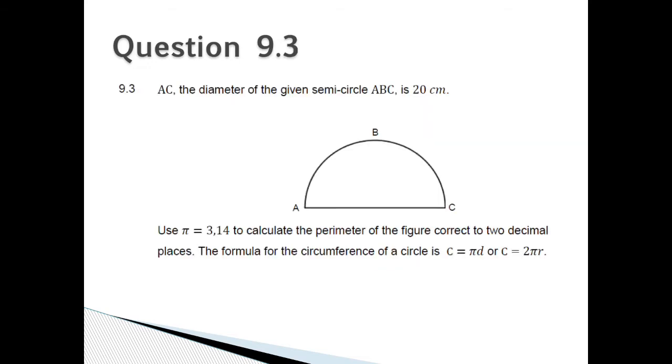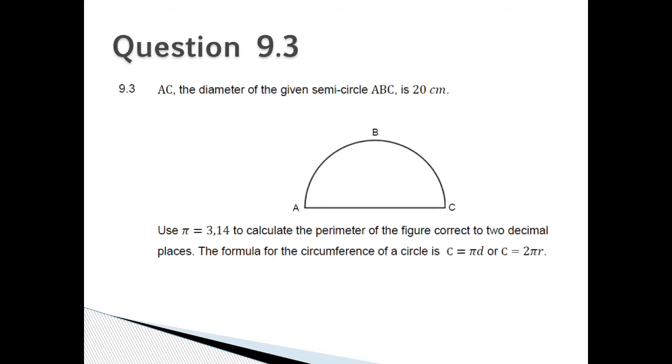Question 9.3. AC, the diameter of the given semicircle ABC, is 20 centimeters. Use pi, which is equal to 3,14, to calculate the perimeter of the figure correct to 2 decimal places.